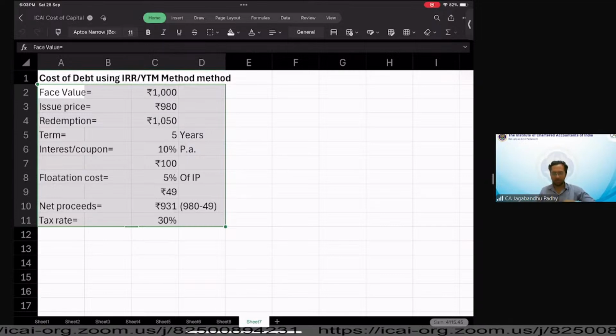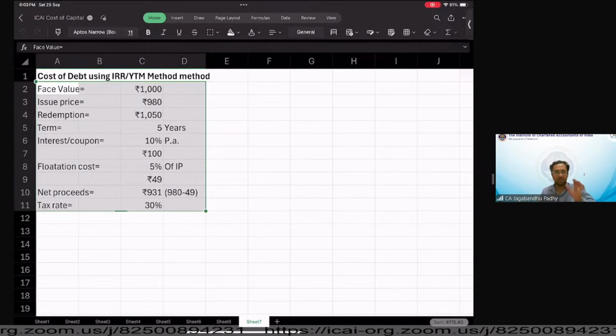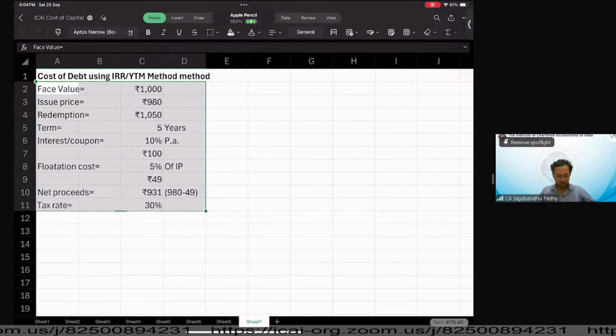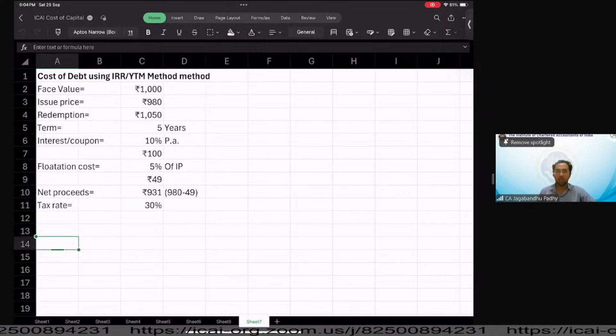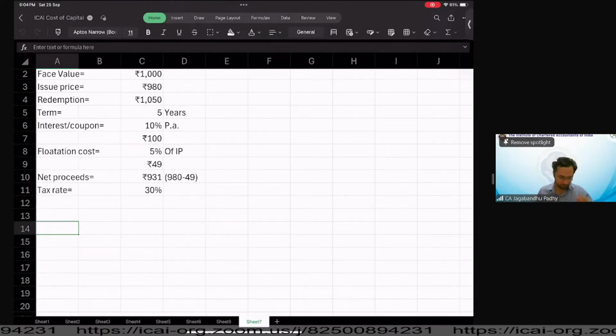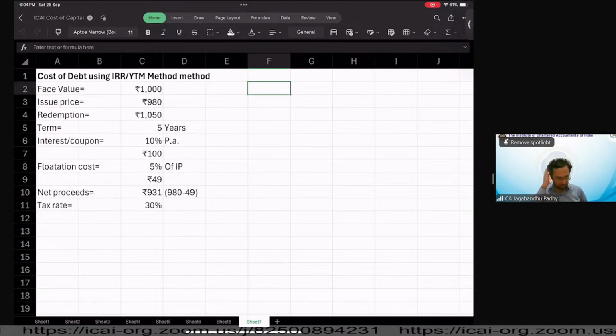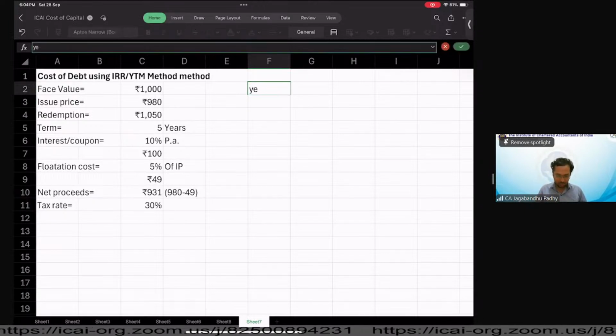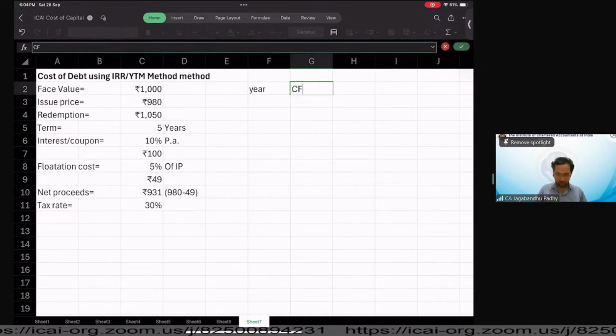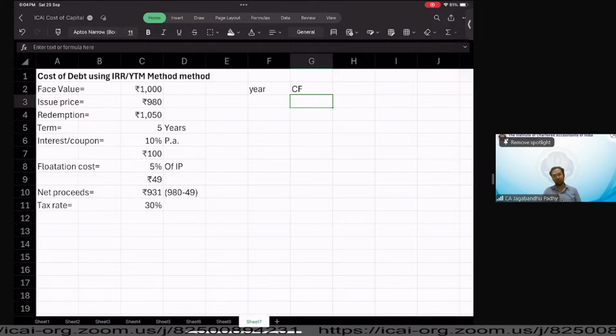We have already discussed that in one of the previous questions. Now let's apply the same method to this question. The cost of debt, we're going to calculate using the YTM or IRR method. For that purpose, we'll have to first write down the cash flows that are going to happen from this debenture. So we say year and then the cash flows.